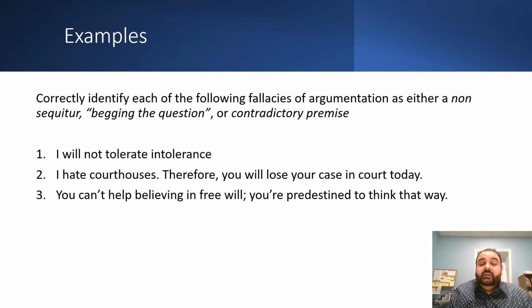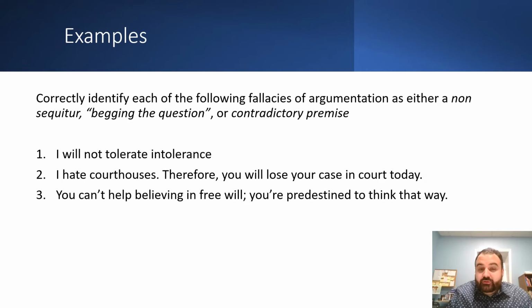The first one, I will not tolerate intolerance. Obviously, that's a contradiction. To say you're not going to tolerate intolerance is an example of being intolerant, technically. So you're contradicting yourself. So that's a contradictory premise.